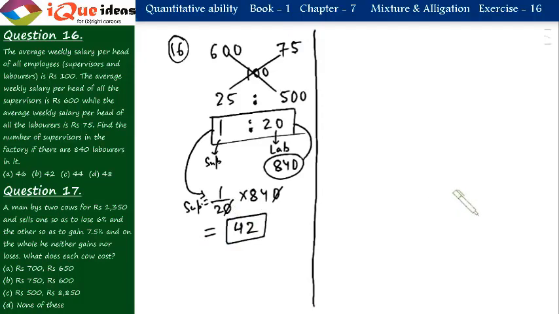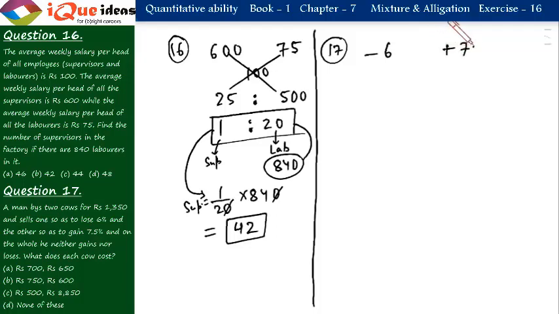Now let's take question number 17. It says, a man buys 2 cows for rupees 1350 and sells one so as to lose 6%, the other so as to gain 7.5%. So the total cost price of 2 cows together is 1350. And on the first one he loses 6% and on the other one he gains 7.5%. So let me put it this way. There are two things. On the first one, there is a loss of 6%, so it should be written as -6. And the other one, there is a profit of 7.5.